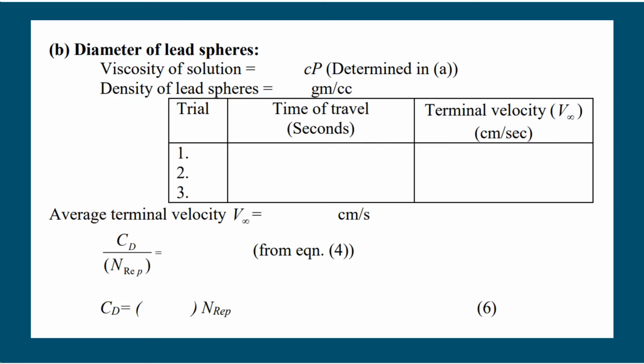Now we will take 3 lead beads of uniform diameter and measure the diameter with the vernier calipers. We will drop them in this cylindrical column and note down the time taken to cross the 1 meter distance. Distance divided by time taken gives us the terminal velocity. The average of these 3 uniform sized lead spheres is calculated, so the average terminal velocity in centimeter per second is known.